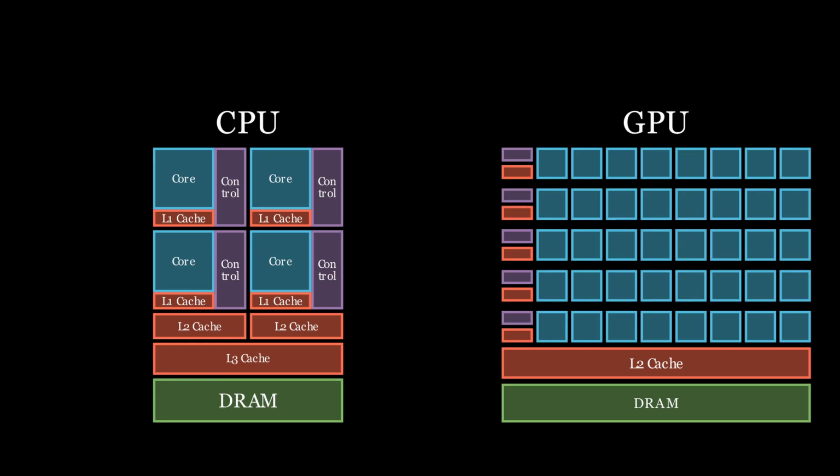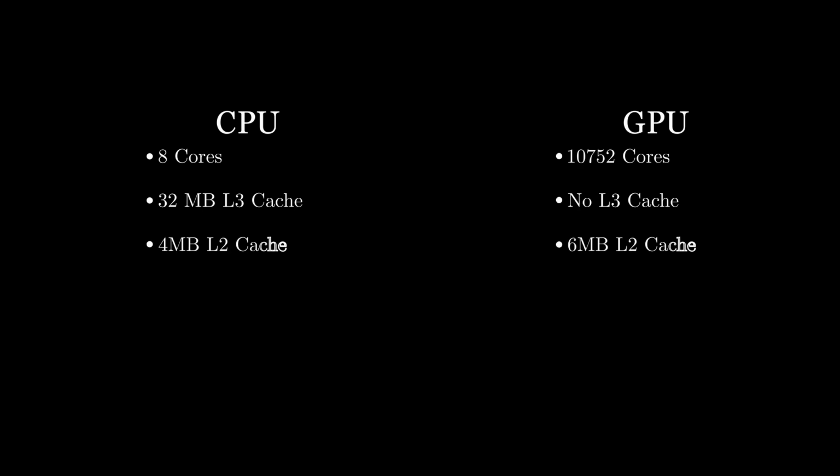Let's put this comparison to actual numbers and compare my CPU, which is an AMD Ryzen 3800X, and my GPU, which is a GTX 3090 Ti. My CPU has just 8 cores, compared to 10,752 cores in my GPU. It also has 32 MB of L3 cache that is not present in my GPU. It has 4 MB of L2 cache, whereas my GPU has 6 MB.